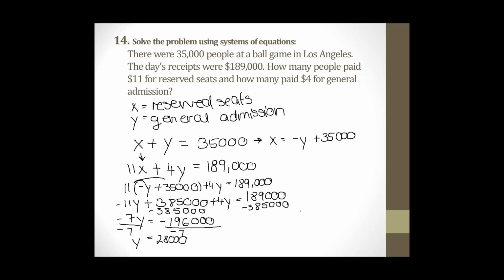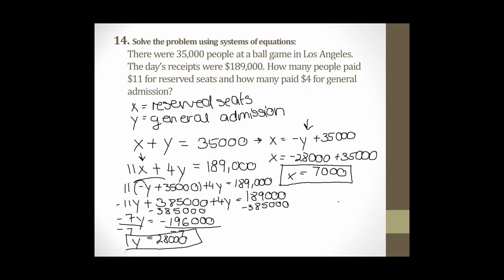Okay, but the question asks for both, so we have to go back, and I am choosing the simple equation, either this one right here or this one. This one is already solved for x, so I'm using this one to find my x value. Negative 28 plus 35,000, what do you get if you subtract these two numbers? How many reserve tickets were sold? 7,000. Okay, nice job. Which means we have 28,000 for general admission and 7,000 for reserved seats. In your packet, that should be answer choice C.